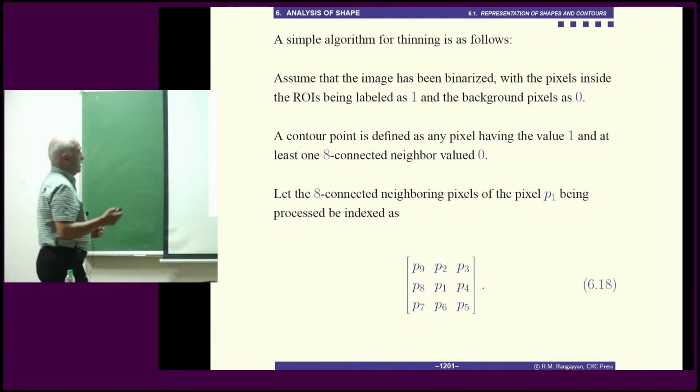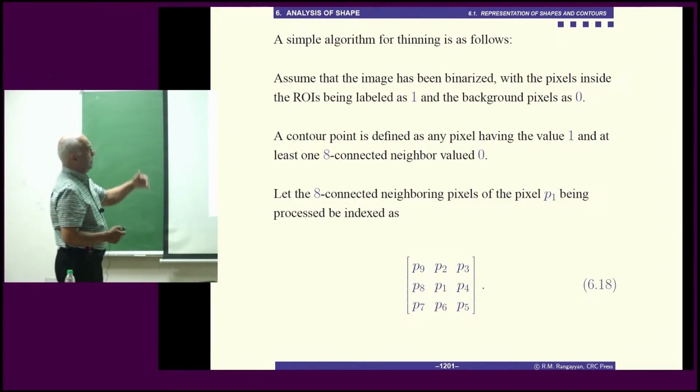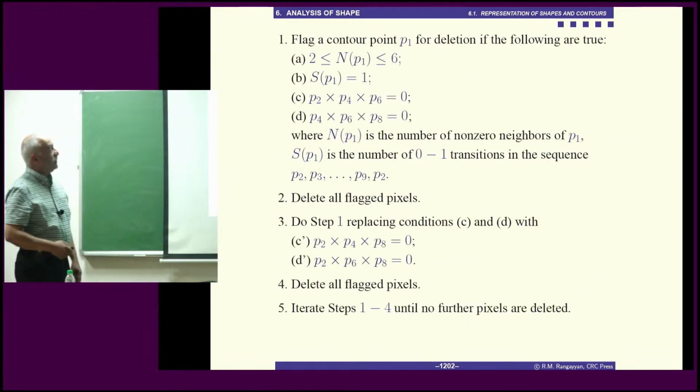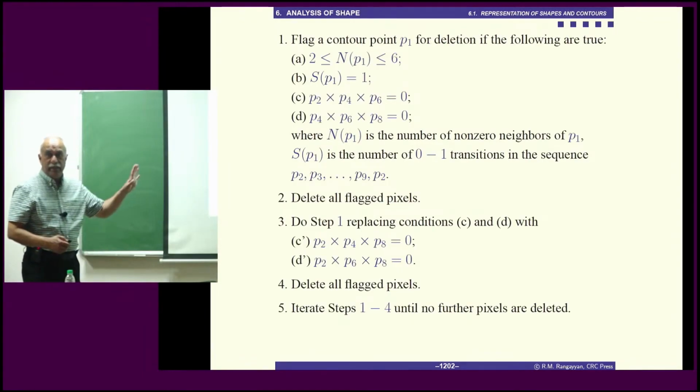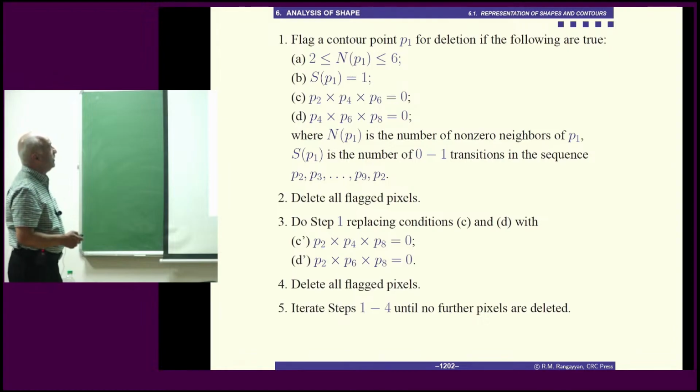There is a thinning algorithm from Gonzalez and Woods, and they have given references, and I have the references in the book. So if you have this pixel being processed and its 8 neighbors are numbered in this order, 2, 3, 4, 5, 6, 7, 8, 9. P1 is the center pixel. Then there are some conditions that are checked. They're all binary, 0, 1. So for a contour point P1, for deletion, the following must be met.